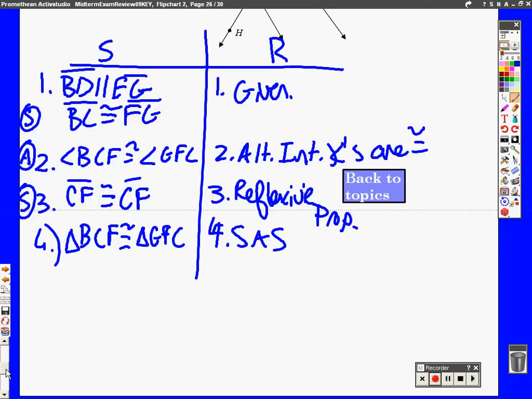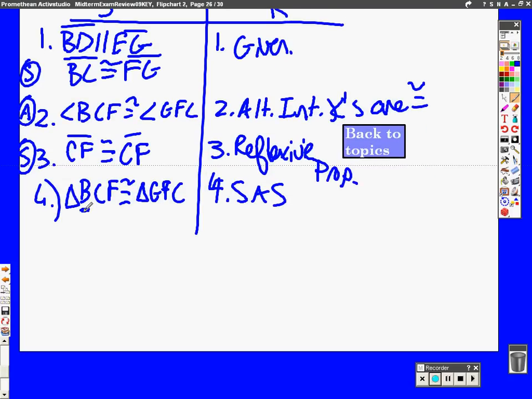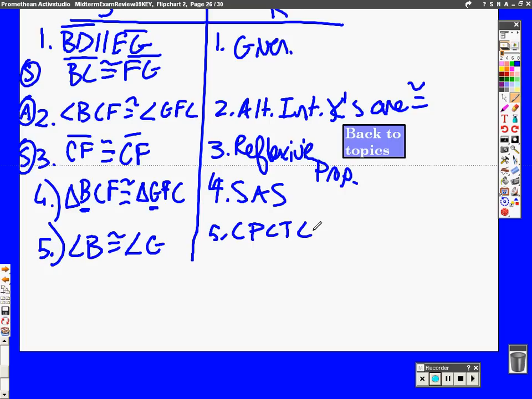Now that my two triangles are congruent, I can say that any of the corresponding parts are congruent. So we were trying to show that this angle, angle B, is congruent to angle G, and because they correspond to each other in the congruent statement, I can just go ahead and say that angle B therefore has to be congruent to angle G because of CPCTC. Corresponding parts of congruent triangles are congruent.